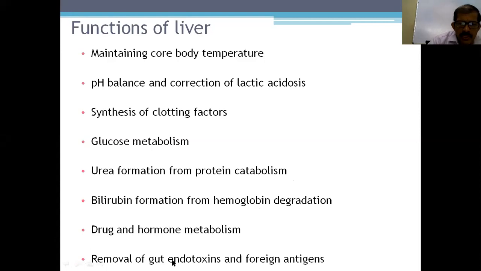Another function is removal of endotoxins. So one of the routes of elimination of toxins, in addition to the kidney, is the liver. So all these things are the functions of the liver. These 8 functions you have to remember even in your sleep, not only in sleep, even in your dreams you have to remember.